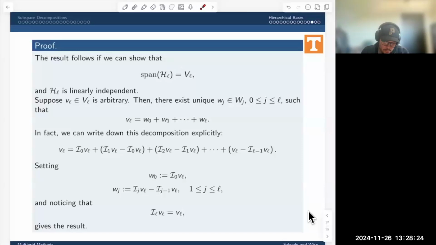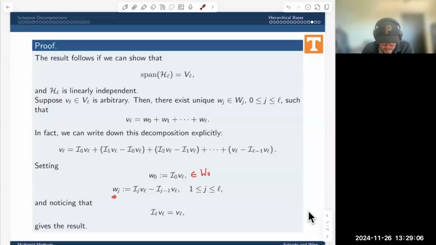Now, what we can show by the same technique that we used in the previous proof is that each one of these guys is in WL. So this guy here, we're going to call W0, and that guy lives in capital W0. How is that true? Well, that's true trivially because we're using a Lagrange nodal operator, which is pushing us all the way down to V0, but V0 and W0 are the same. So this guy is clearly in W0.